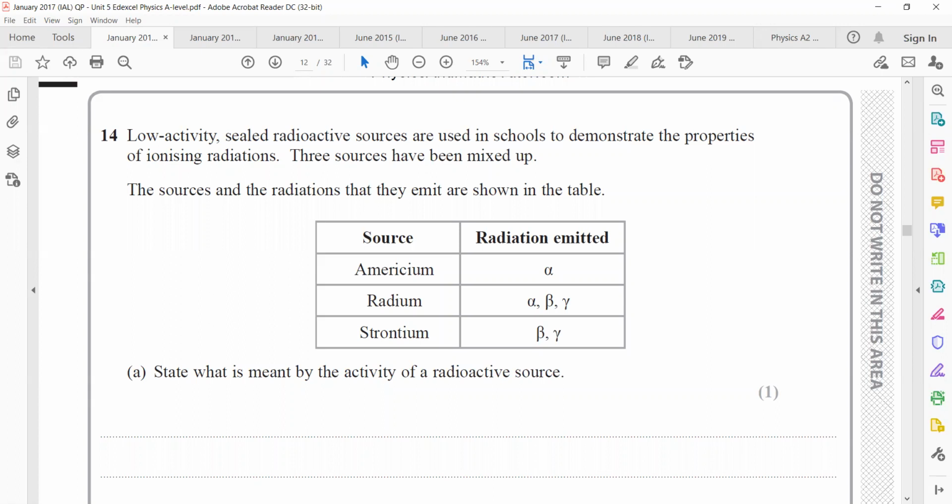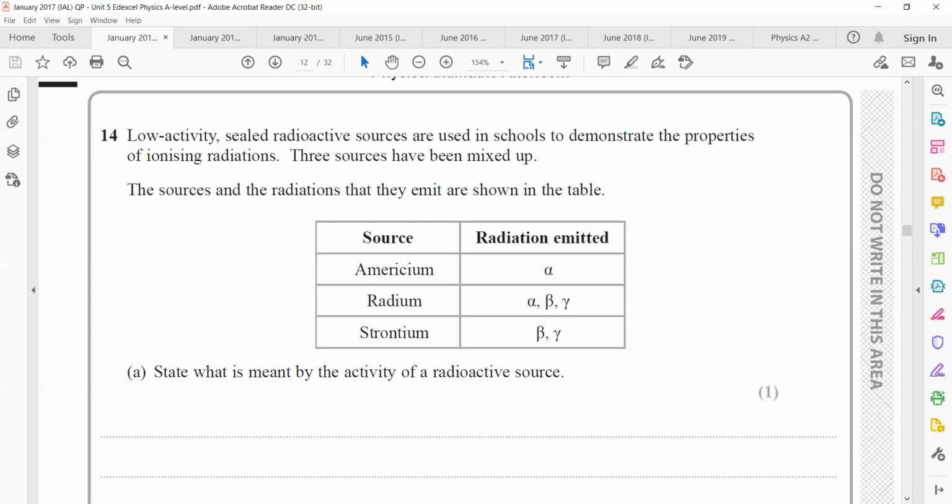The three sources have been mixed up. The sources and the radiation that they emit out are shown in the table. Americium is there, that's emitting out alpha. Radium is there, emitting out alpha, beta, and gamma. And strontium is there, it's emitting out beta and gamma.